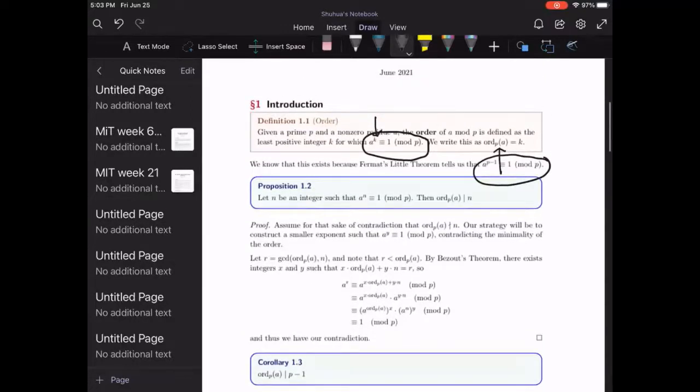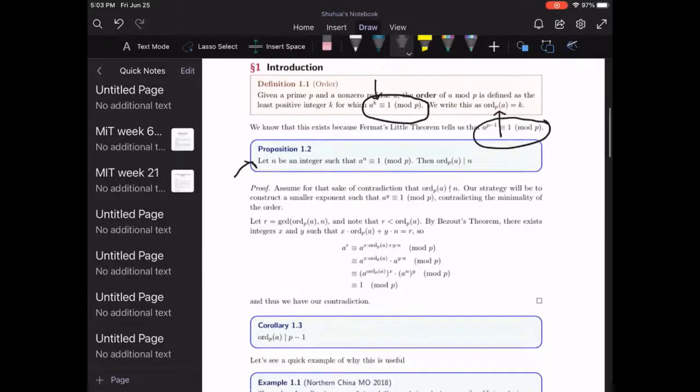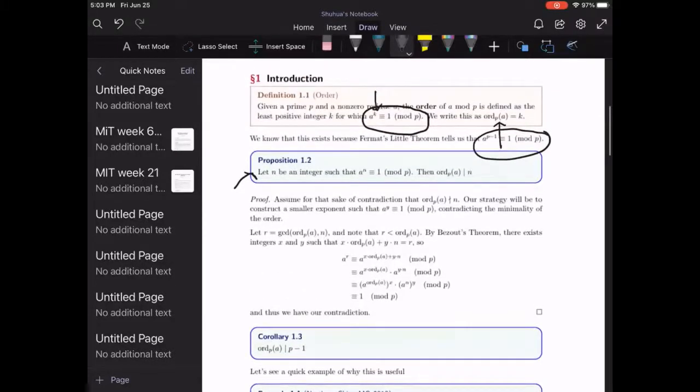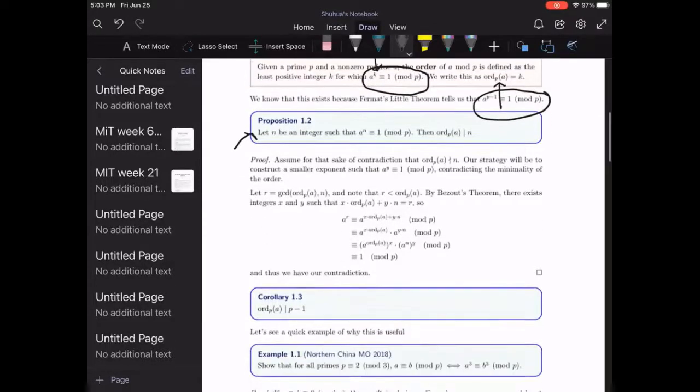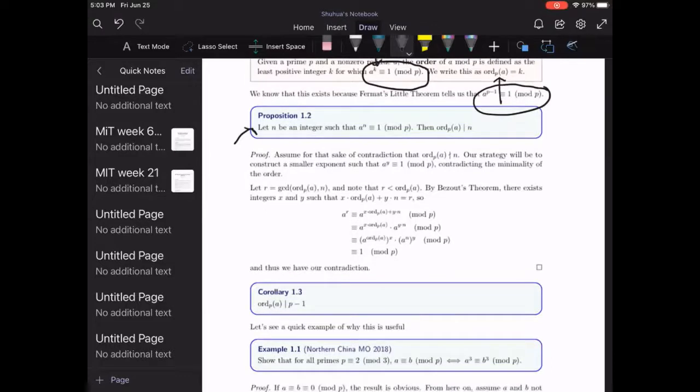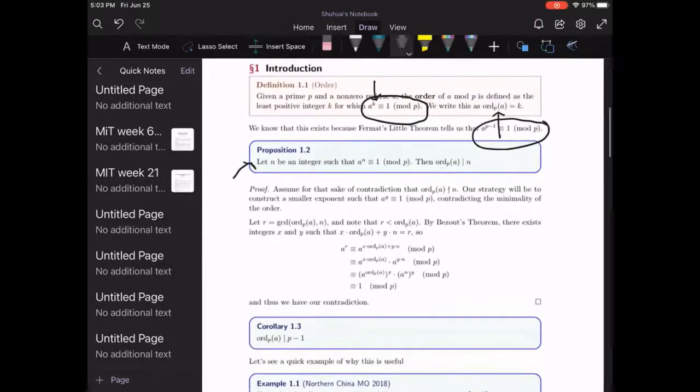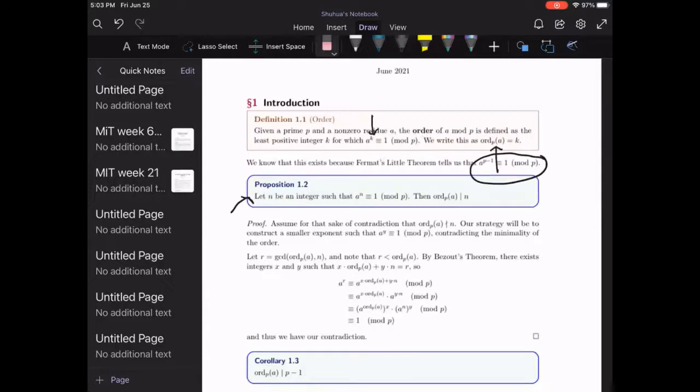This first proposition is the most useful thing about orders. It says that if we have an integer n such that a to the n is congruent to 1 mod p, then order mod p of a divides n. Let's see why that is. We'll proceed by proof by contradiction. Our strategy will be to construct a smaller exponent y such that a to the y is congruent to 1 mod p, since this would contradict the minimality of the order. If you recall, we defined order as the smallest exponent such that this is congruent to 1.